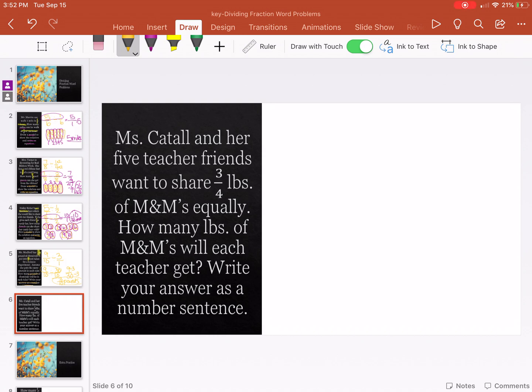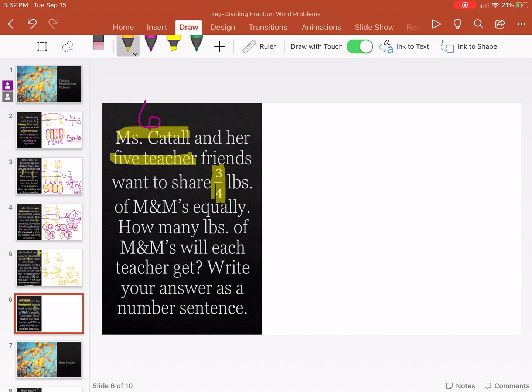Miss Cattell and her 5 teacher friends. So how many people is that total? 6 people. Share 3/4 of a pound of M&Ms. How much will each teacher get? So what do we have?